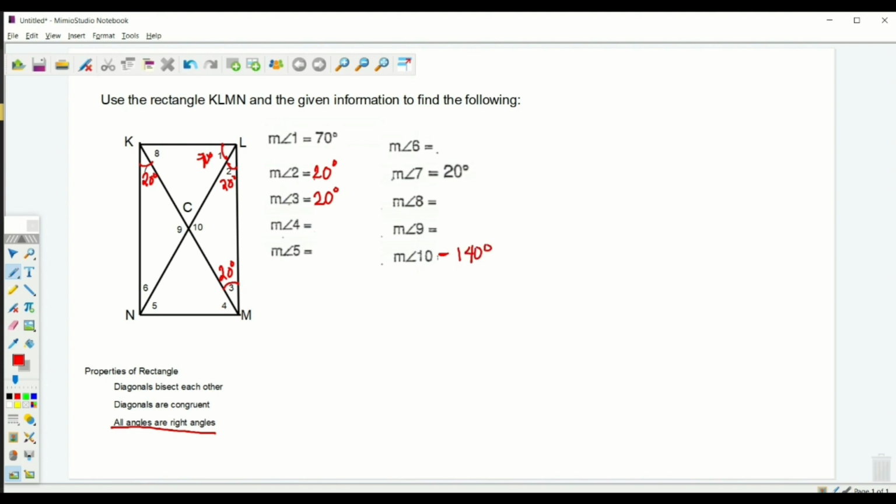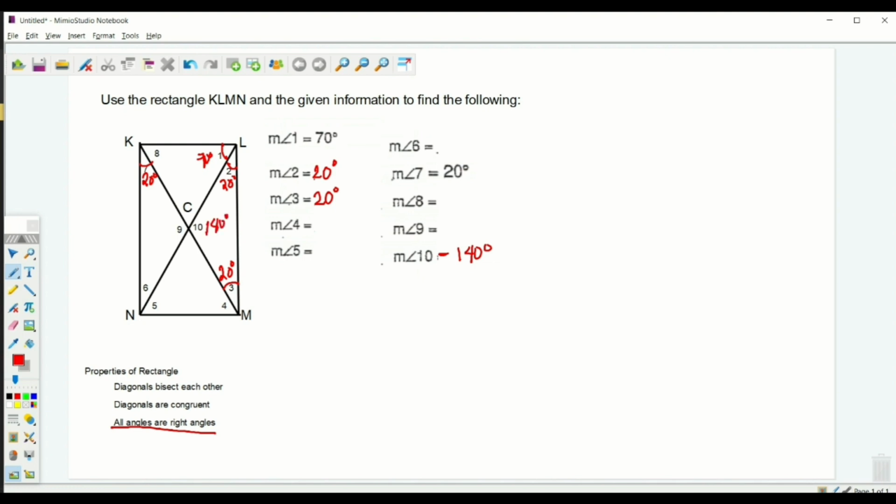Sir, bakit po 140? Because just like in our definition, the sum of the interior angles of a triangle is 180. So meron ka nang 20, may 20 ka na rito, ilan na lang ang kulang para maging 180? That is 140 degrees. Can you follow?